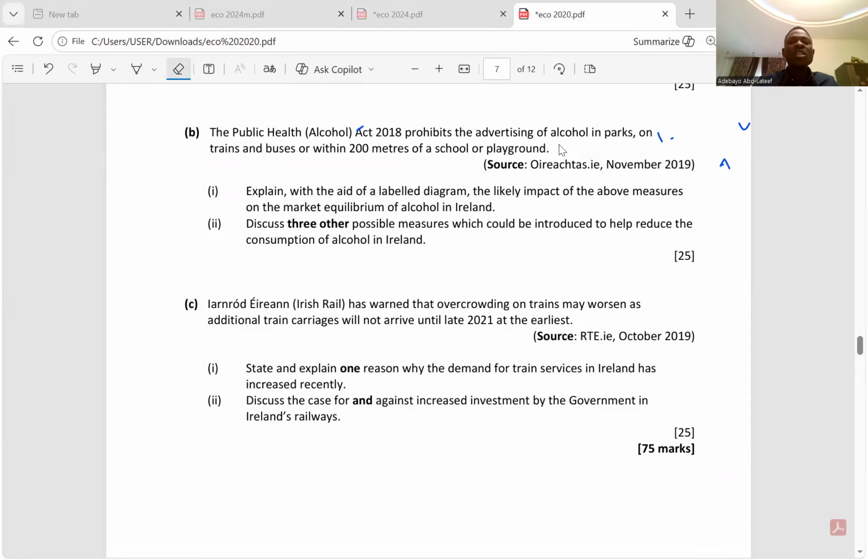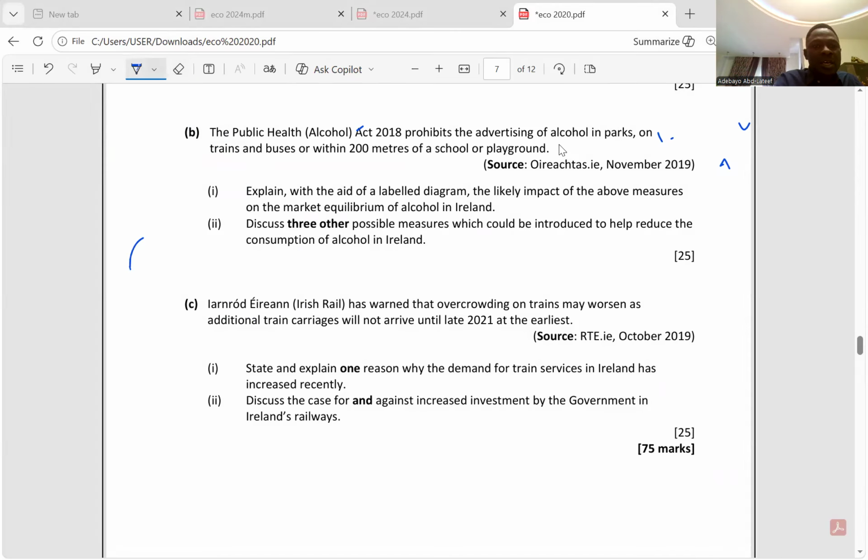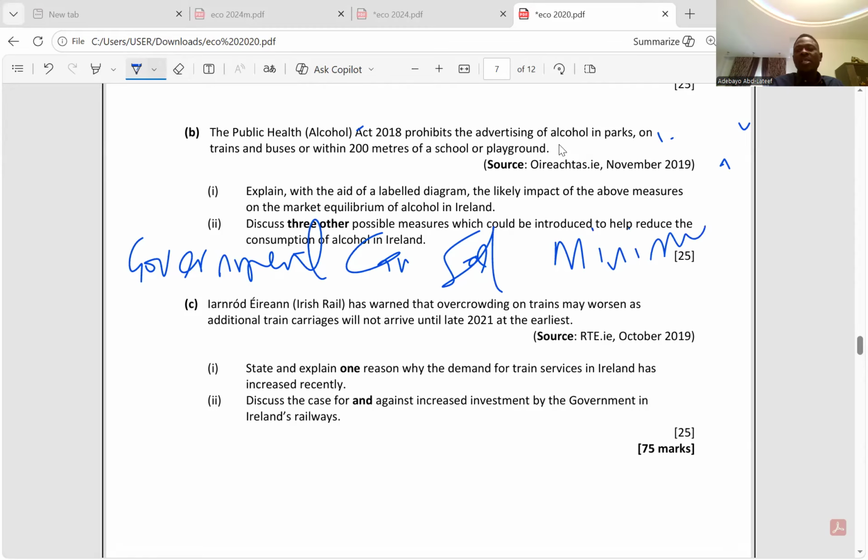So the next question says, discuss 3 other possible measures which could be introduced to help reduce the consumption of alcohol. To reduce consumption of alcohol, government can set a minimum price. If government sets a minimum price, this increases the price above equilibrium, and that might reduce the quantity demanded of alcohol. Minimum price will be above equilibrium price, and that makes alcohol expensive. People might not want to buy.